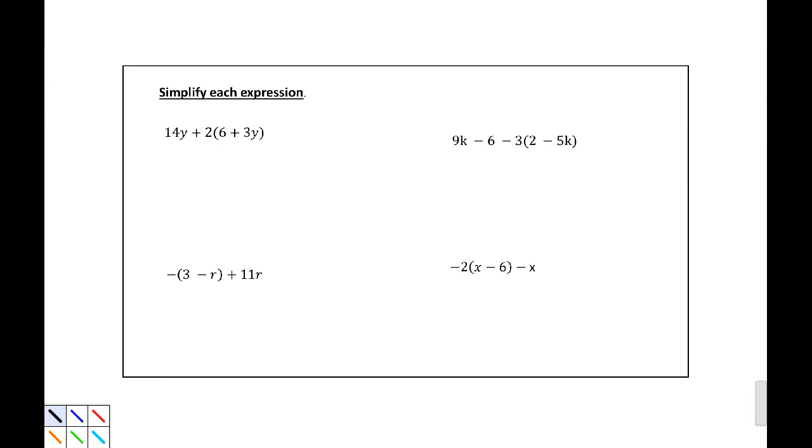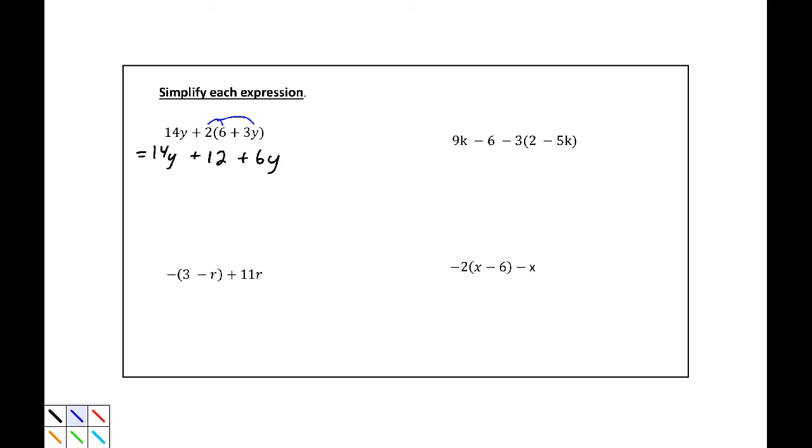Simplify each expression. We have more examples. We have tons of examples of these because there's a lot that goes into this. 14y plus 2, parentheses, 6 plus 3y. Again, I need to remove my grouping symbols first, so I'm going to distribute my 2. 2 times 6 would be 12. 2 times 3y would be 6y. So that this becomes 14y plus 12 plus 6y.